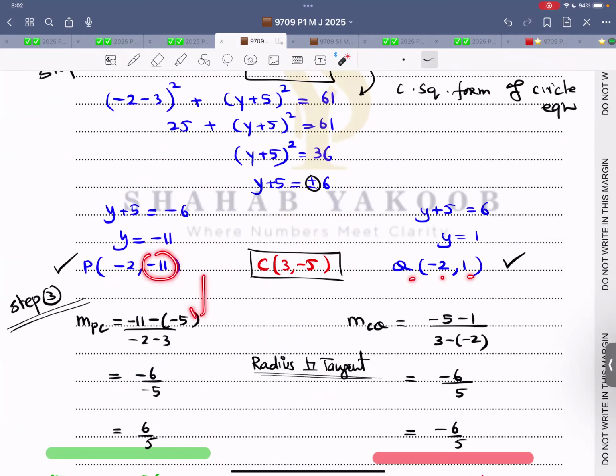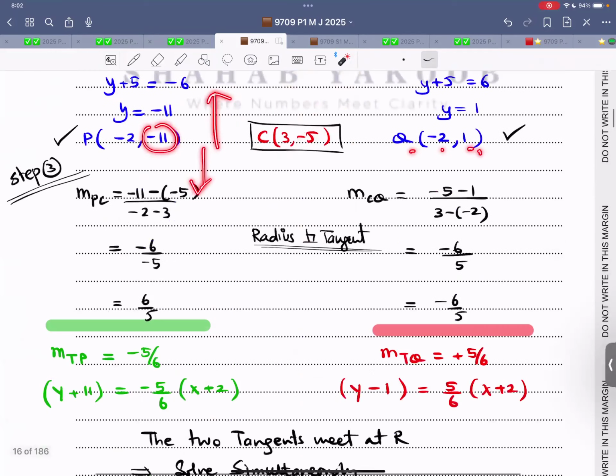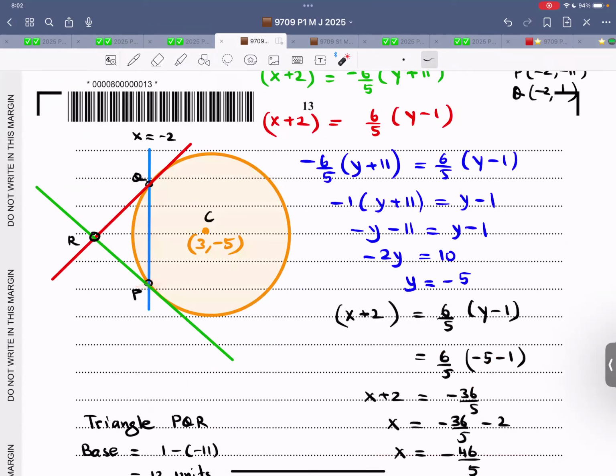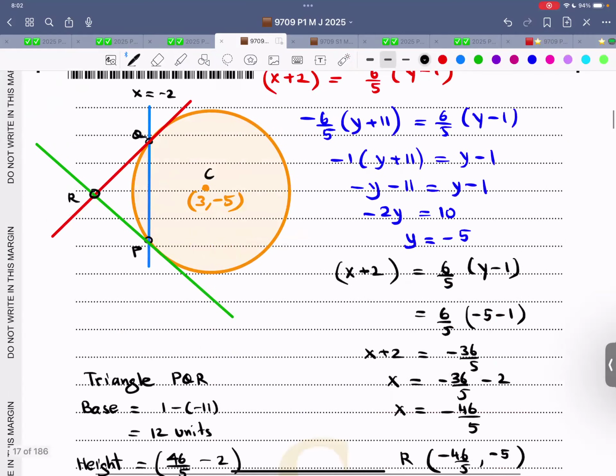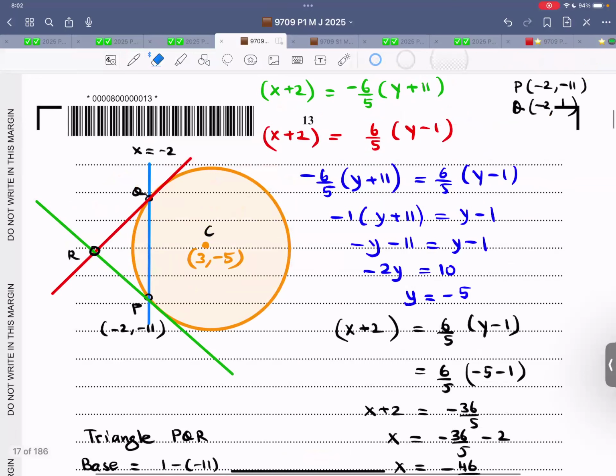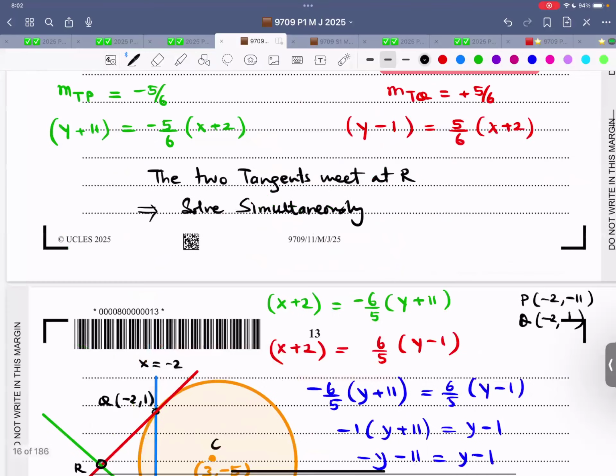So this is down below, this is up. So this is down below P, negative 2, negative 11. Let me write it. Negative 2, negative 11. And Q is, let me just erase this. Q is negative 2 and 1. So that is P, Q, and C. Now, what are they asking?